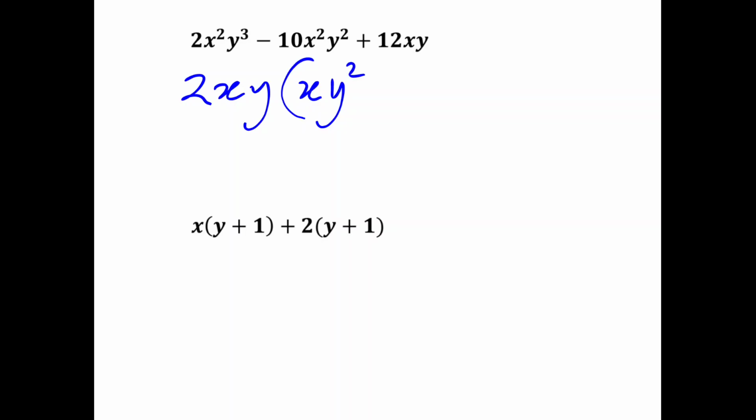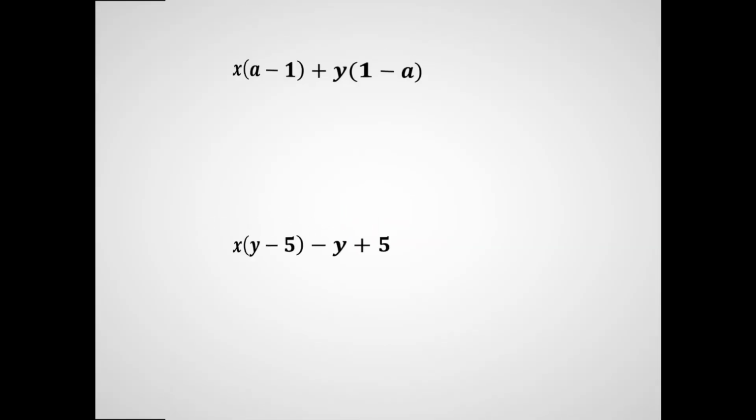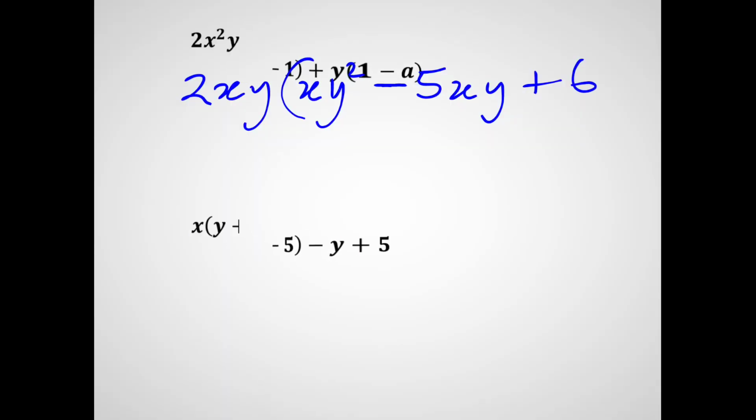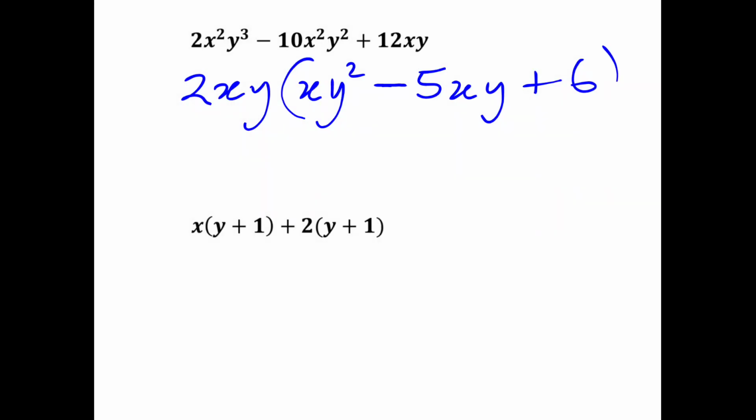Then we move to the minus 5xy, then plus 6. Because already we have xy, so we're going to say plus 6 and end it right there. And then if you look at the expression inside the brackets, there is nothing common, so therefore we have factorized it.